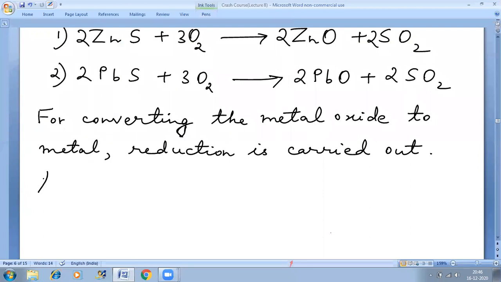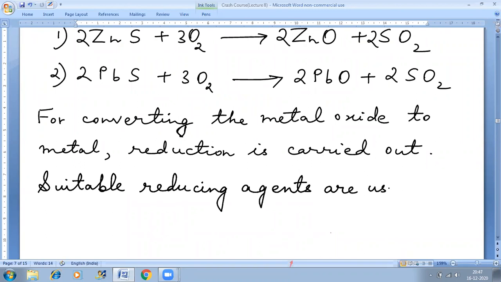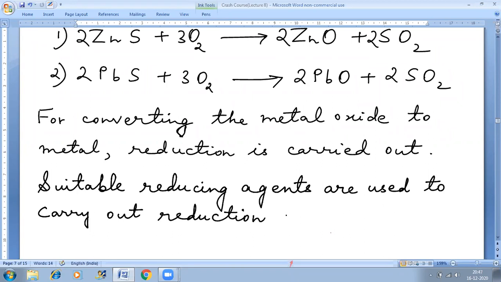So reduction is carried out. Suitable reducing agents are used to carry out reduction of metal oxides.